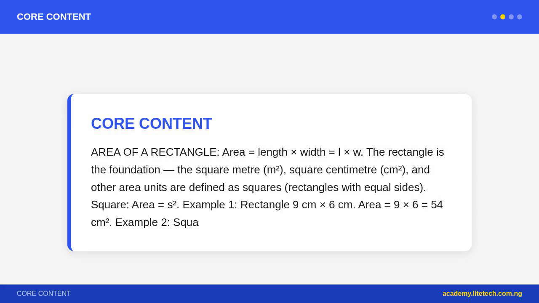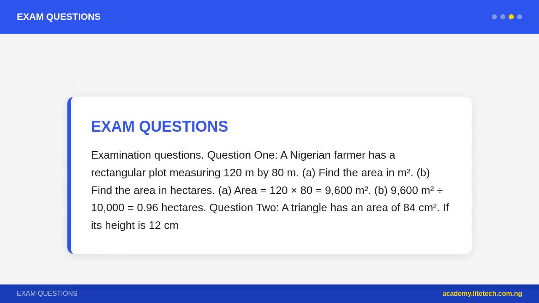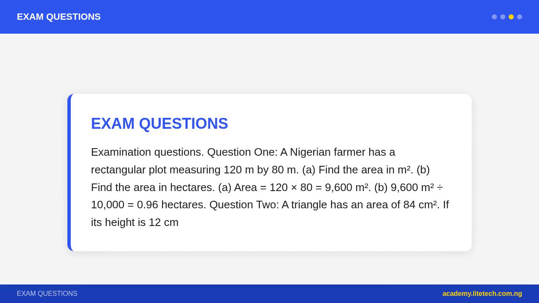Compound shapes are rectangles and triangles combined. Strategy. Divide the compound shape into rectangles and triangles, find each area separately, add or subtract for cutout regions. Example, a shape consists of a rectangle 8 cm times 5 cm with a triangle of base 8 cm and height 3 cm sitting on top. Area of rectangle is equal to 8 times 5 equals 40 square centimeters. Area of triangle is equal to 1/2 times 8 times 3 equals 12 square centimeters. Total area equals 40 plus 12 is equal to 52 cm².